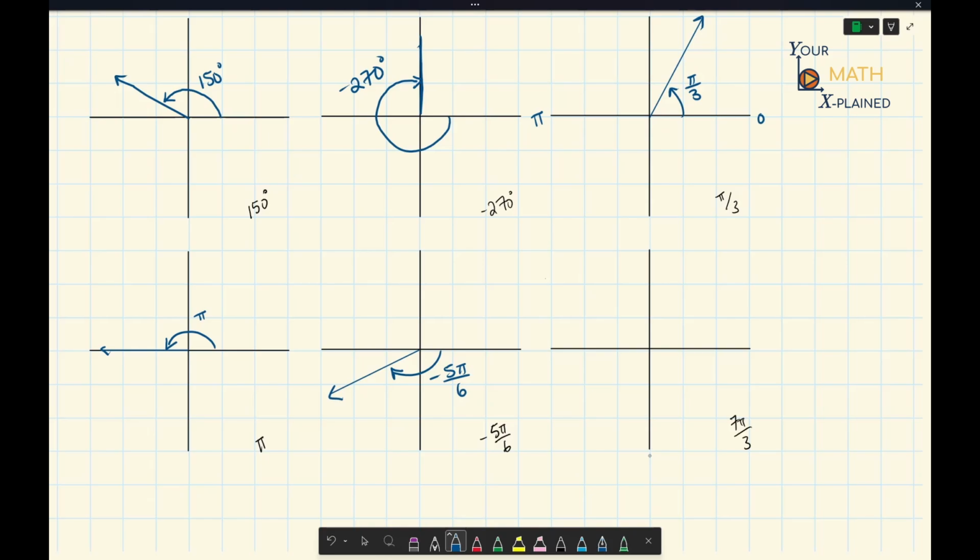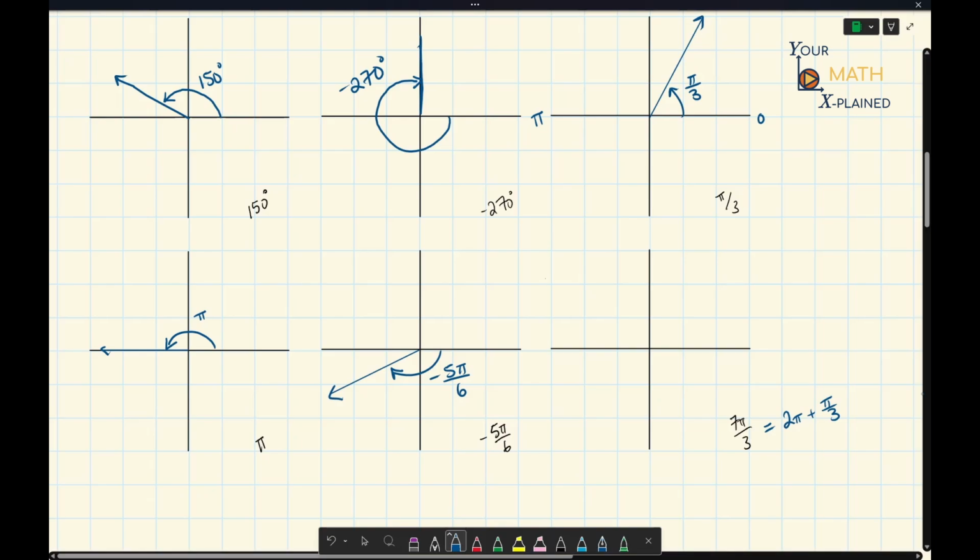And our last angle is 7 pi over 3. So notice that 7 pi over 3 is 2 pi plus pi over 3. We know that 2 pi is one full circle, so that means it's going to go a full circle first, and then another pi over 3. So this is going to be our 7 pi over 3.